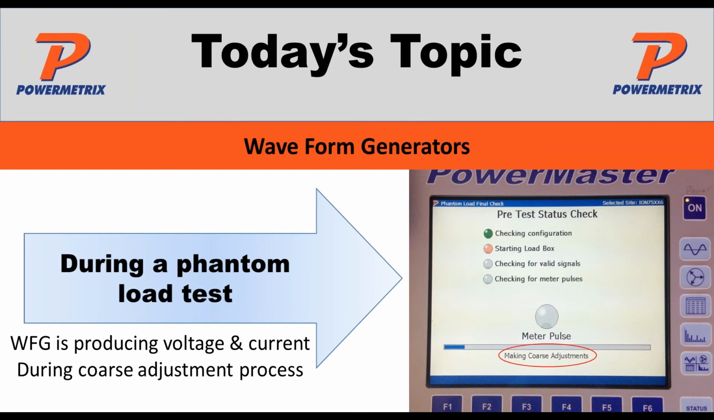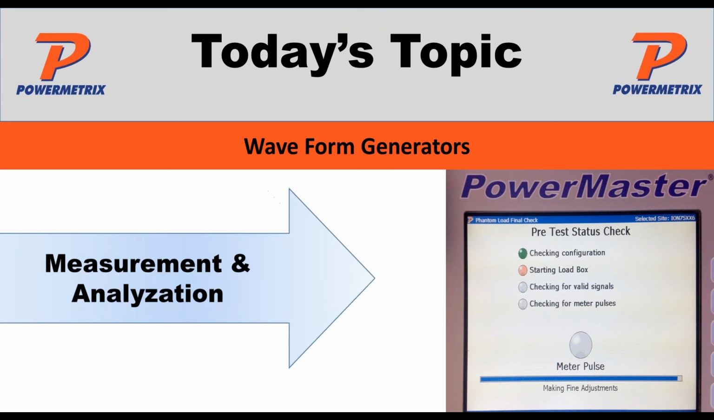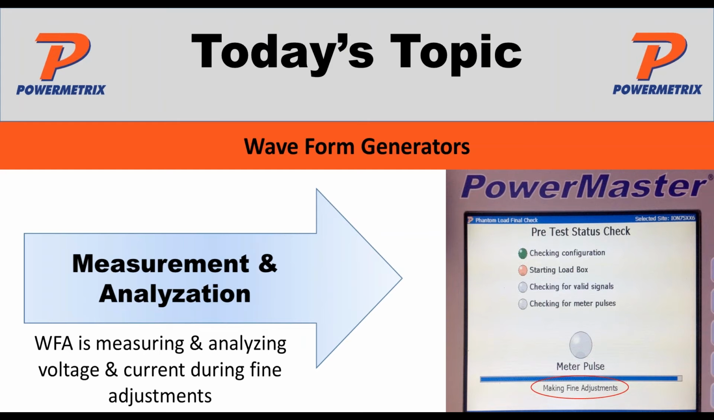So when we're doing a phantom load test during this pre-test status check, you'll get this screen here that's displayed on the PowerMaster. And when you get this, what that's telling us is the WFG is producing a voltage and current during this course adjustment process. So once you see the second screen, we go from checking configurations to making a fine adjustment, then we'll go to starting the load box. But before that, the WFA is actually measuring and analyzing the voltage and current during the fine adjustments.